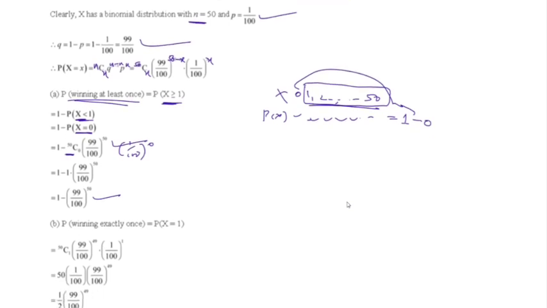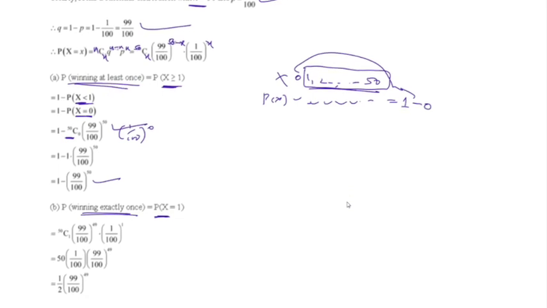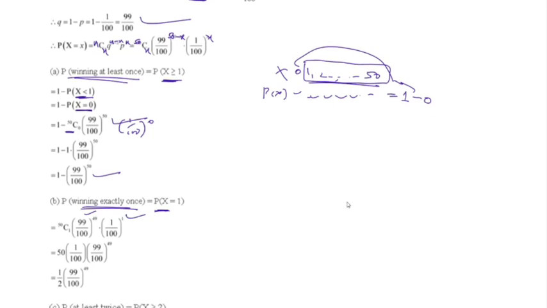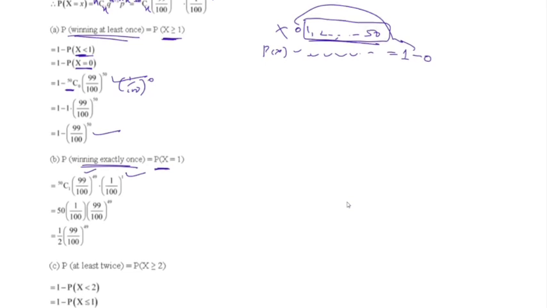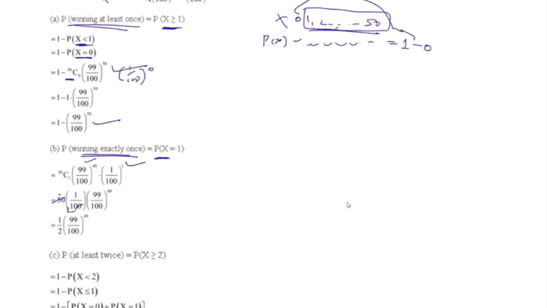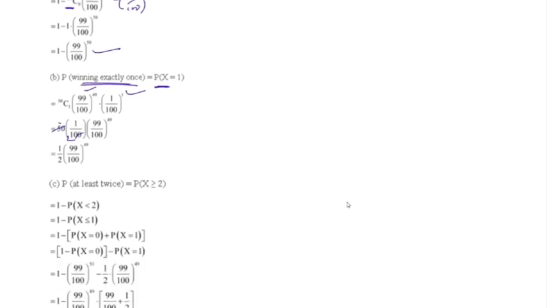So next, second one, winning exactly once. X equals 1 means 50C1, 99 by 100 to the power 49, it's a failure. 1 is a winning, means 1 by 100 to the power 1. So 50C1 is 50, 1 by 100, 99 by 100 to the power 49. So 50 by 100 is 1 by 2, 99 by 100 to the power of 49 is the required answer.